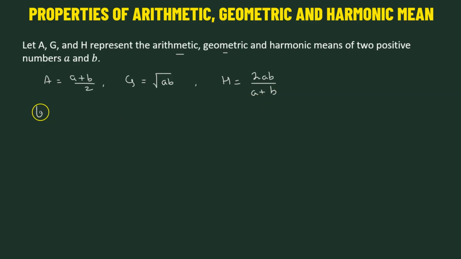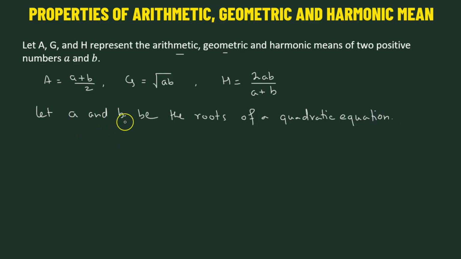Now let us suppose that these numbers A and B are the roots of a quadratic equation. Now we know that whenever the two roots of a quadratic equation are given to us, then the general equation will be given by x squared minus the sum of the roots, which is A plus B, multiplied to x, plus the product of the roots, which will become the constant. So this will be equal to 0. So all we have to do is replace the value of A plus B and AB, because we are given the values of A, G, and H.